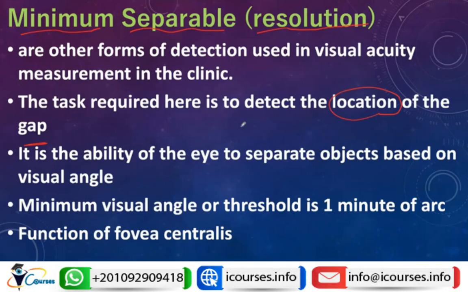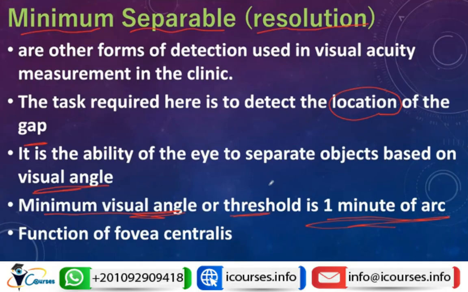Is it to the right? Is it to the left? Is it up or down? And this test will depend on the angle that the letter makes at the nodal point. So it depends on the visual angle, as the minimum visual angle or the threshold is 1 minute of arc.